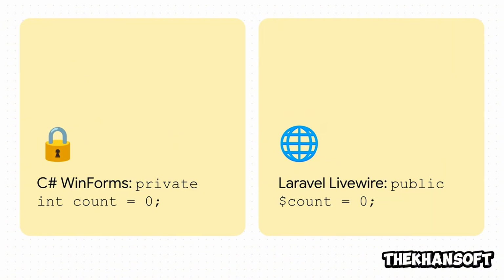A public property. Look at that. It's a direct one-to-one translation. The AI showed me exactly how to create a variable that just sticks around, just like a field in a Windows form.